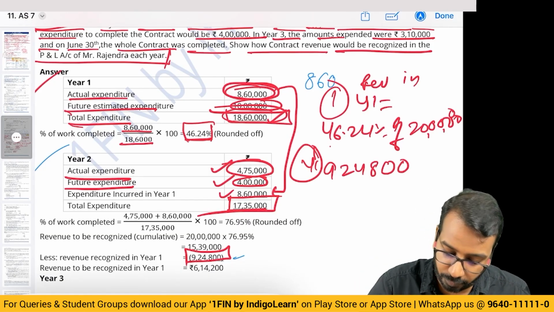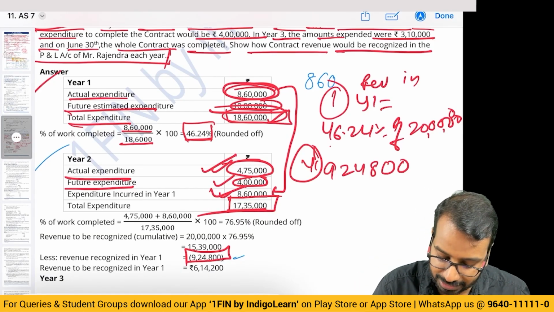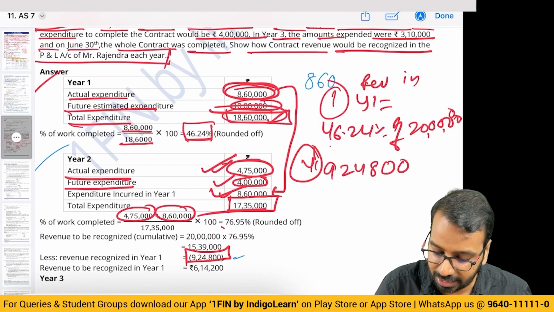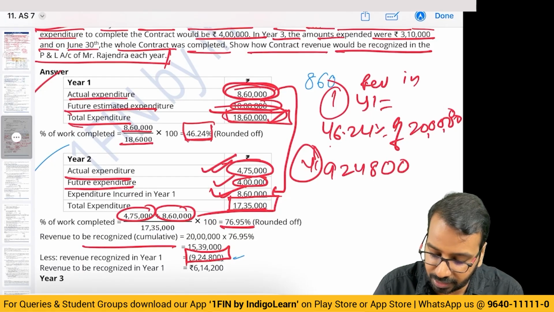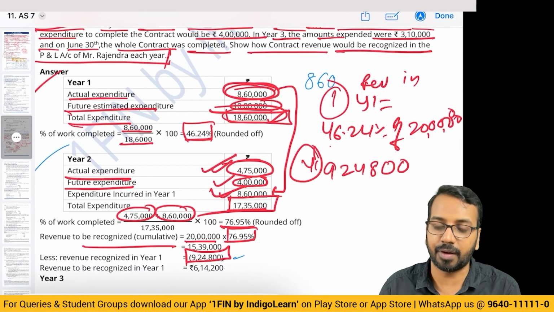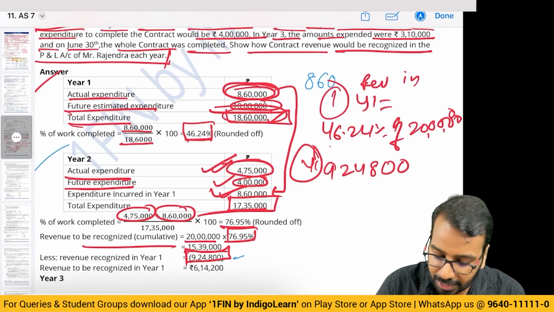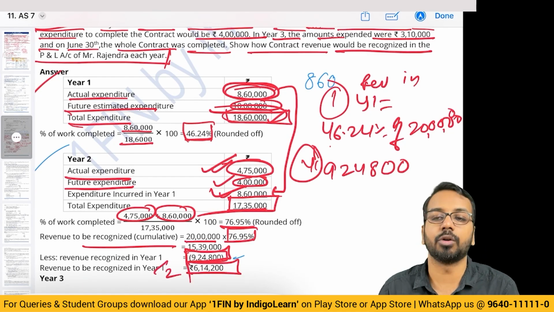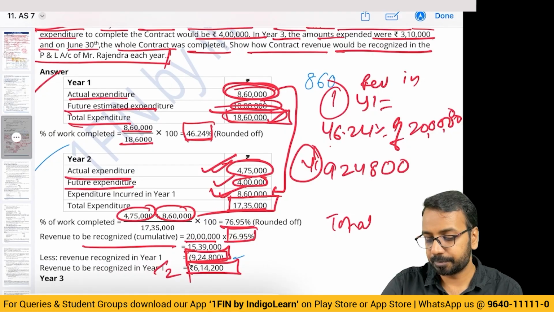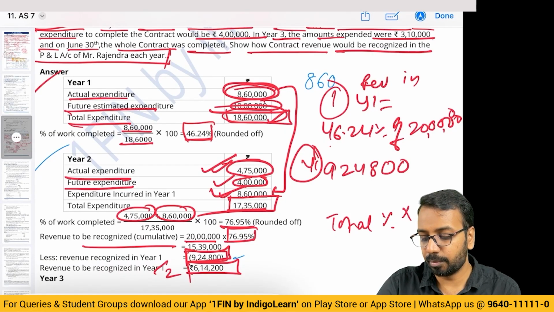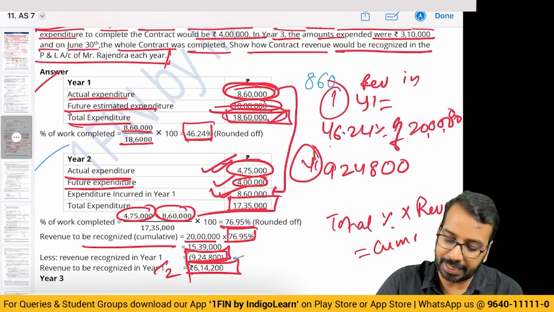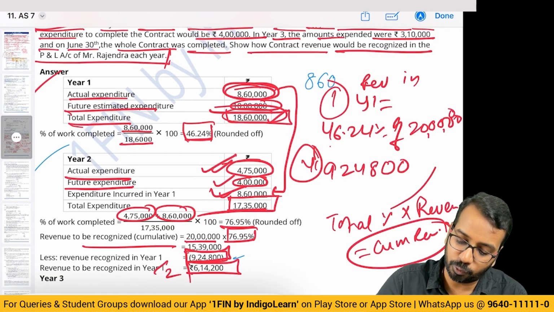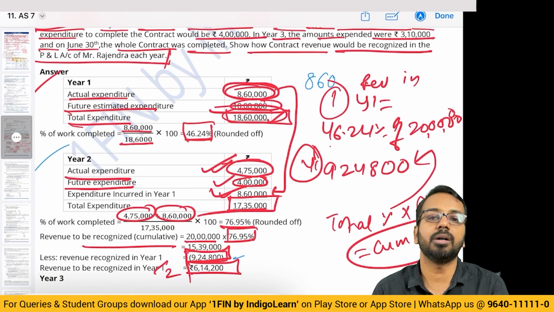How much have we incurred so far? 475 and 860. So 475 plus 860, 76.95%. How much revenue should be recognized? Cumulative is 20 lakhs into 76.95 minus 924. It gives us year 2, 6 lakhs 14,000. So percentage multiplied by total revenue will give me cumulative revenue. This cumulative revenue minus whatever I have recognized should be the revenue in year 2.